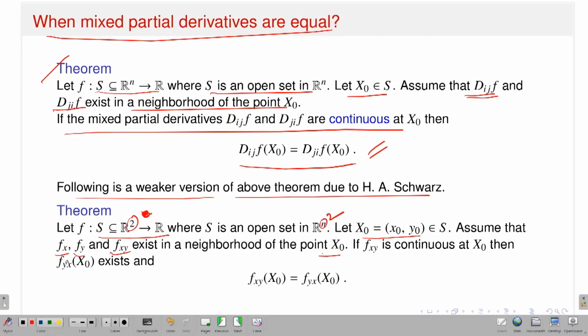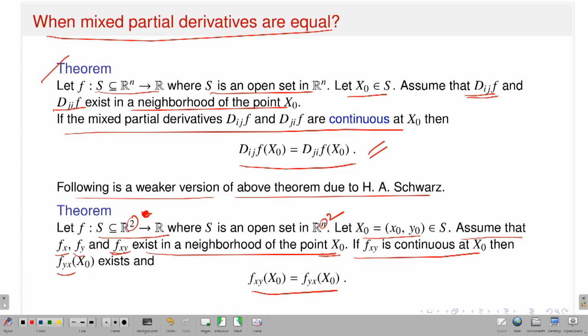When I talk about the existence of mixed partial derivatives, it is automatic that the first order partial derivatives exist. But in the second one, I want the first order partial derivatives to exist along with one of the mixed partial derivatives. I did not say anything about f suffix yx. Assume that fx, fy, and f suffix xy exist in a neighborhood of the point x naught, and not only that, f suffix xy is continuous at the point x naught. Then it implies that the other mixed partial derivative f yx exists and their values will be equal.